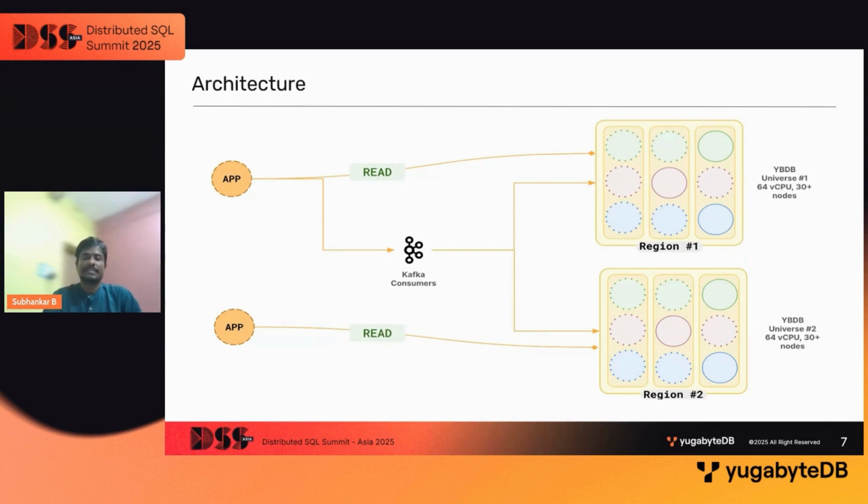So that's why we installed two separate YugabyteDB instances in both of our DCs. Both of them are active-active. Both of them accept writes and reads. But the writes are pushed through a Kafka consumer, which writes to both of these YugabyteDB instances simultaneously. And reads also happen simultaneously from both of these YugabyteDB clusters.